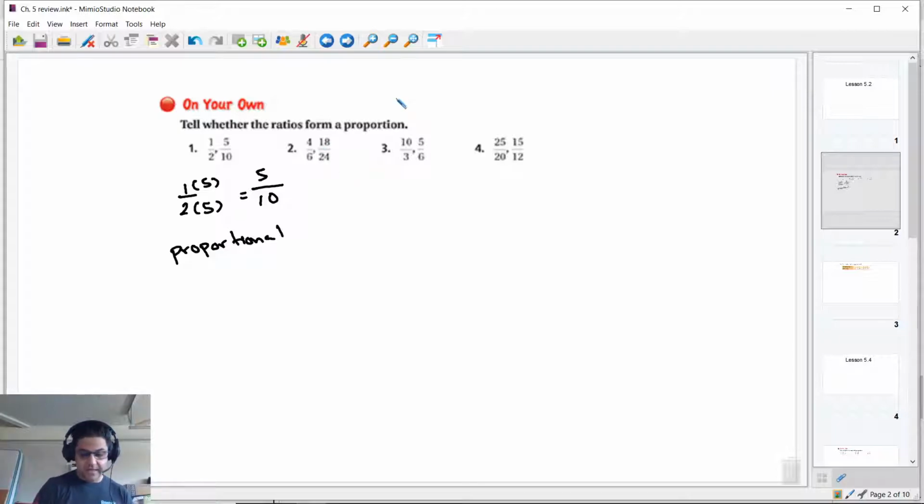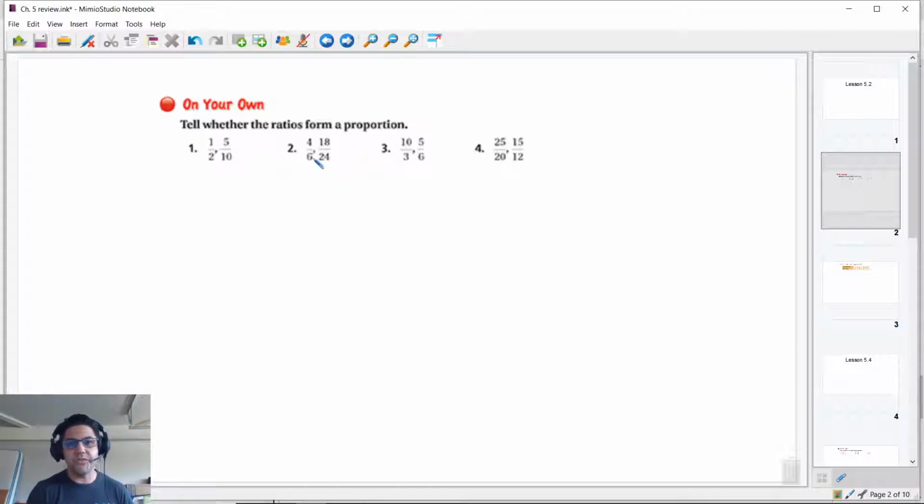Let me go ahead and try the other way on problem 2, where I'm going to see if the 24 can change into a 6, and if that will also change into a 4. So let's see. I've got 24 divided by something, and that is going to give me a 6. So we know 24 divided by 4 is a 6, right?